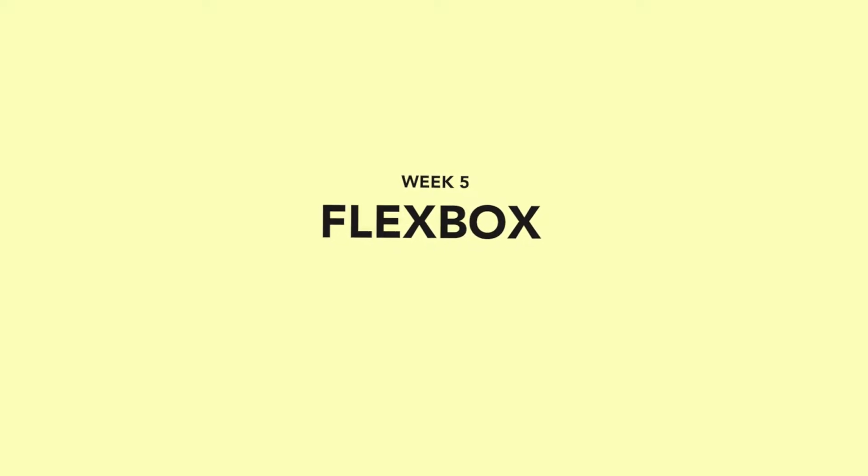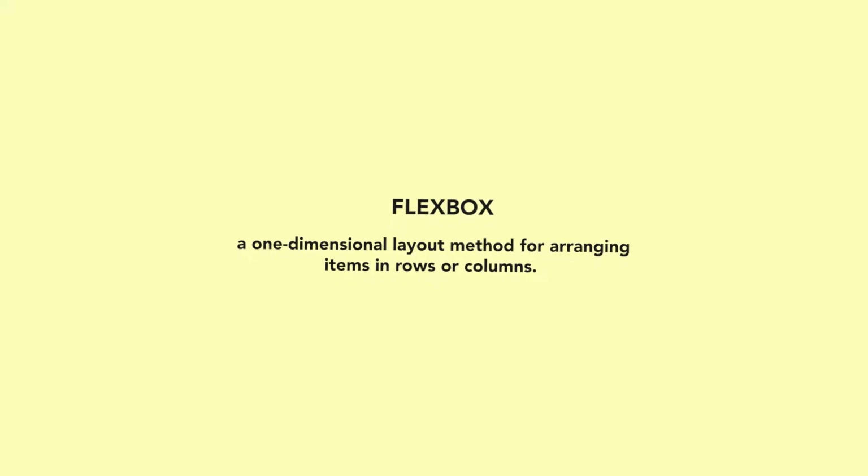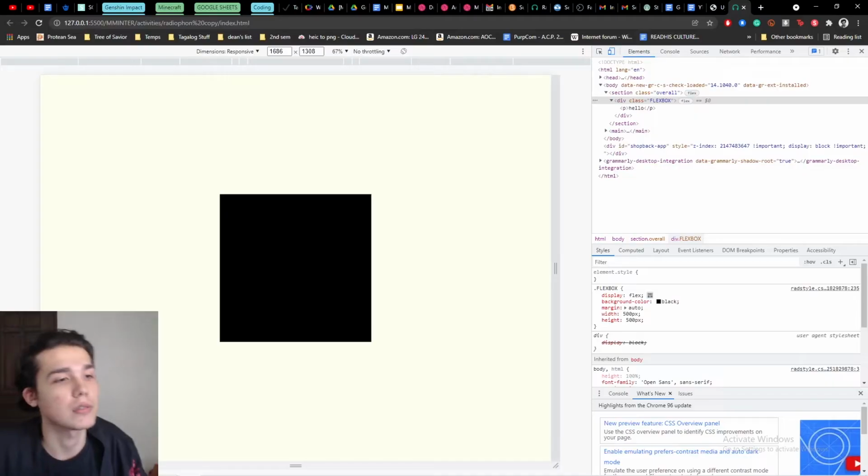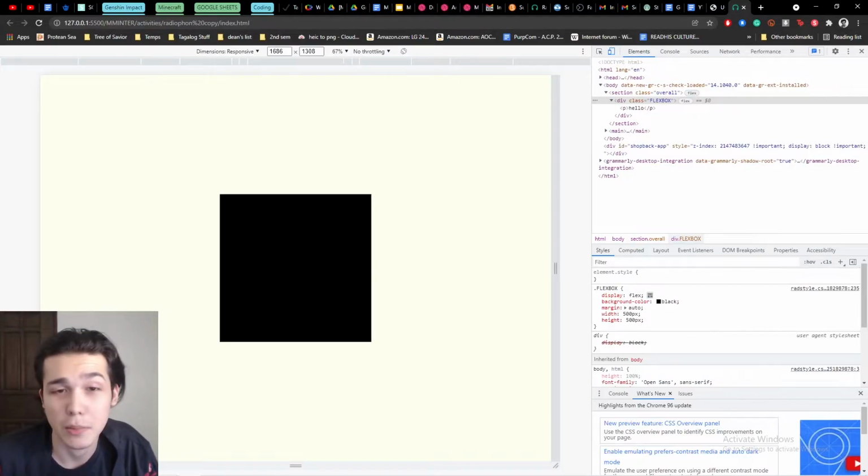So on the 5th week, we're learning FLEXBOX. FLEXBOX is a one-dimensional layout method for arranging items in rows or columns. In simple terms, you can make a box and set it to whatever you want, and you can put stuff in it and add another box, then put another box, then put another box. So this is just to show you guys what FLEXBOX can do, right?